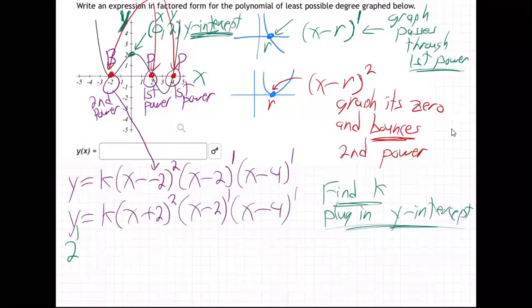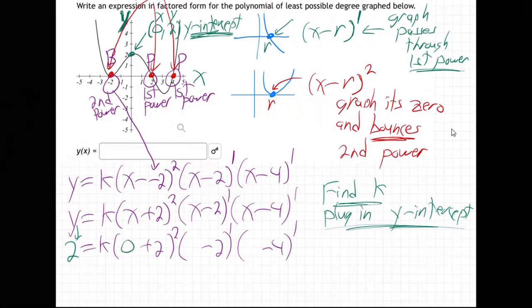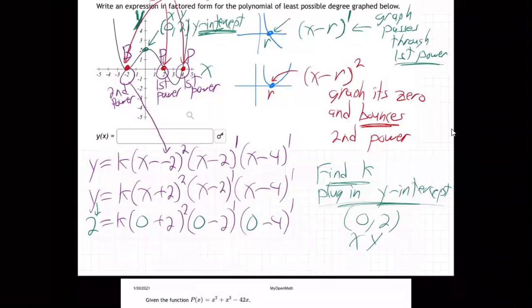So y is 2, and x is 0. See how I'm plugging in the y-intercept there? X is 0, y is 2. And then you can solve for k.